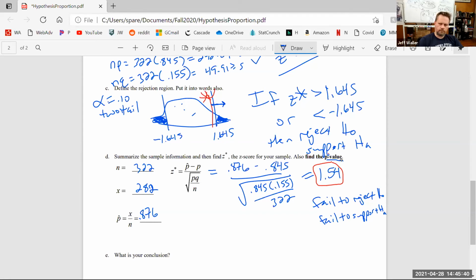So I look up 1.54, which is 0.9382. And that's of course the wrong area, right? That's the area below. So you got to do 1 minus that to get the area up here. Okay, let me write. Yeah. All right.